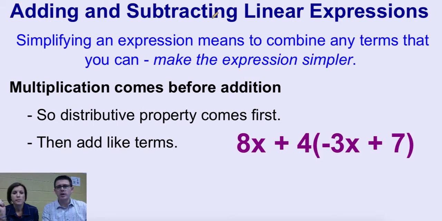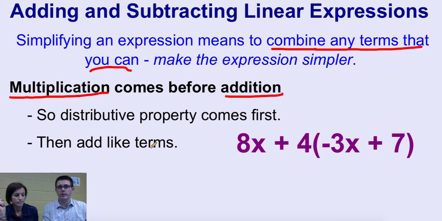But to add or subtract linear expressions, it means you're going to simplify the expression, which is a fancy way of saying combine any terms together that you can. Essentially, you're trying to make it simpler. You're trying to condense it down as best you can. In these problems, anytime there is multiplication, that's going to come before addition, just like it does in order of operations. So if you see any distributive property in the problem, you're going to do that first, and then you're going to come back and add together any like terms.